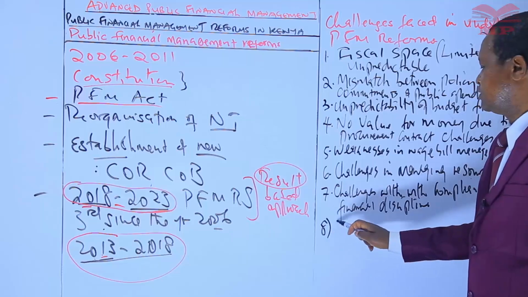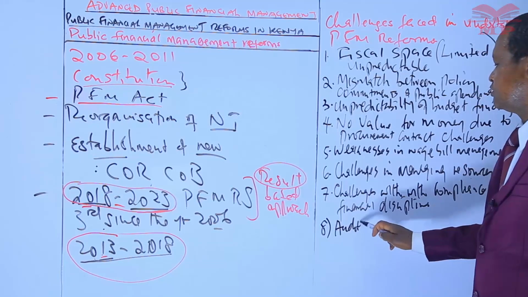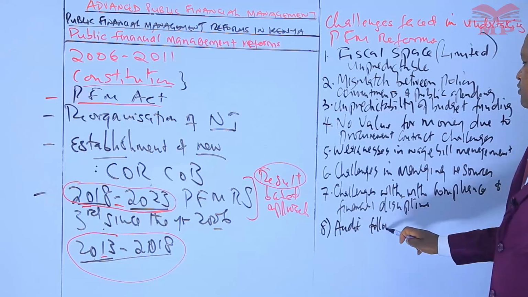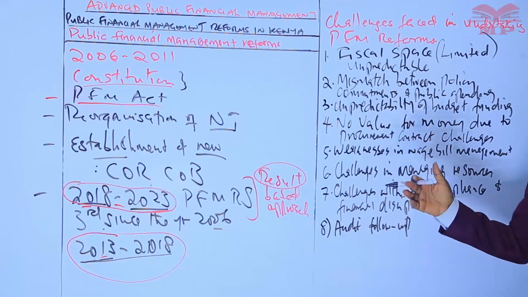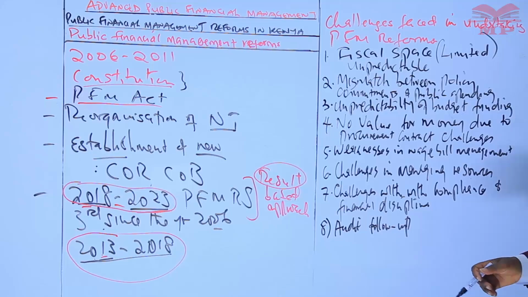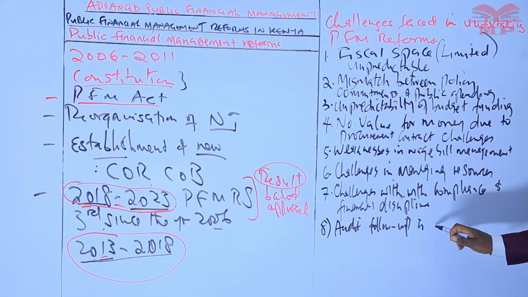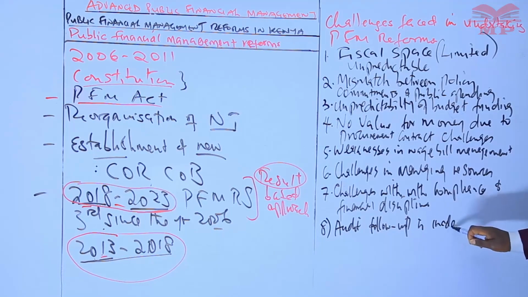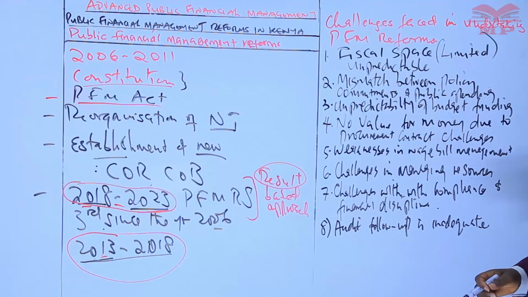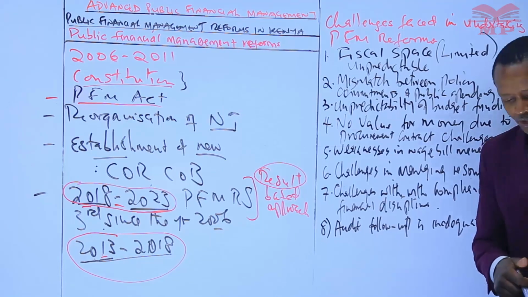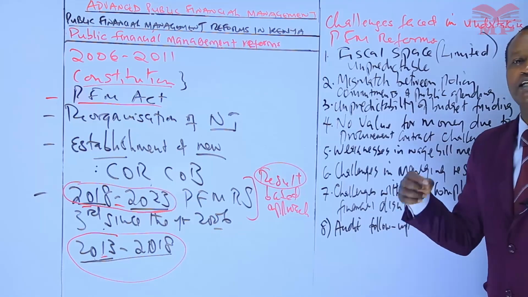8, audit follow-up. There's also a challenge in the audit follow-up. The audit follow-up is inadequate. Why? Because the quality, the timeliness, and the consistency of internal and external audit requires strengthening.